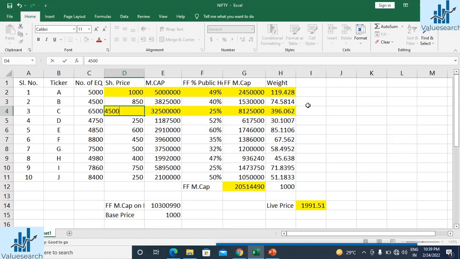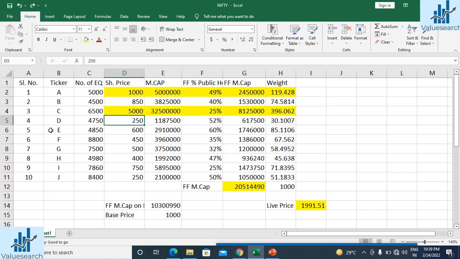So if the share price of this particular share changes by 10%, how much do you think the index price will change? Will the index price change by 10%? No. It will change by 4/10 of 10%. See how much has changed. So this is how our index works. This is how your live index works.